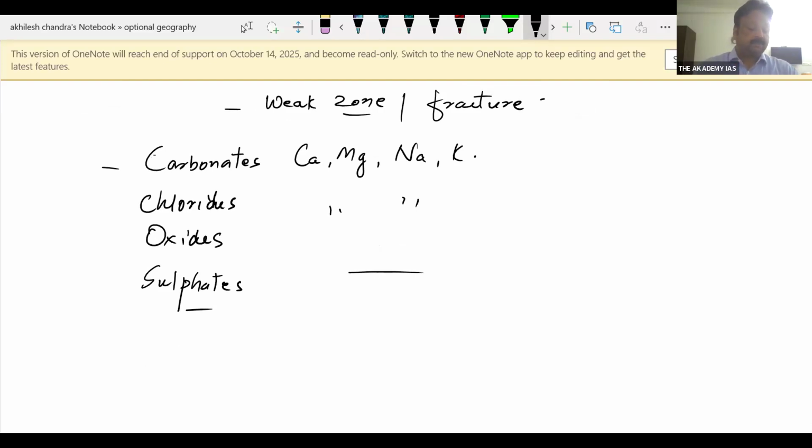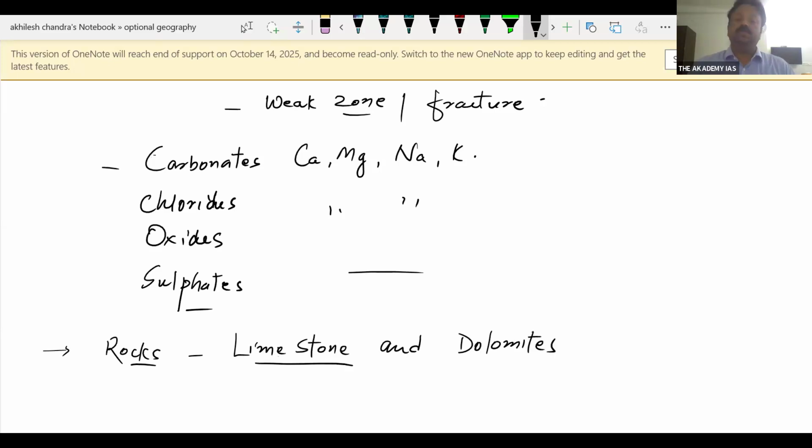So we have the solution. Fine. And we'll find this solution taking place in areas of rocks where there is carbonate, that is limestone and dolomite. Limestone, dolomites are abundant.